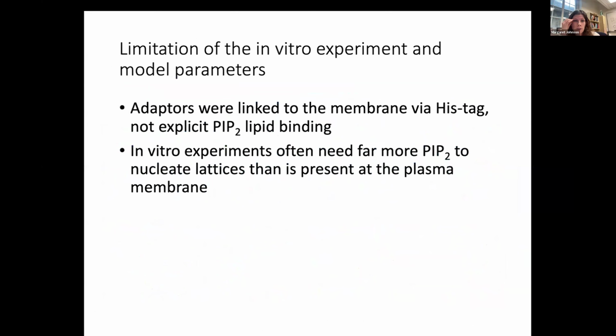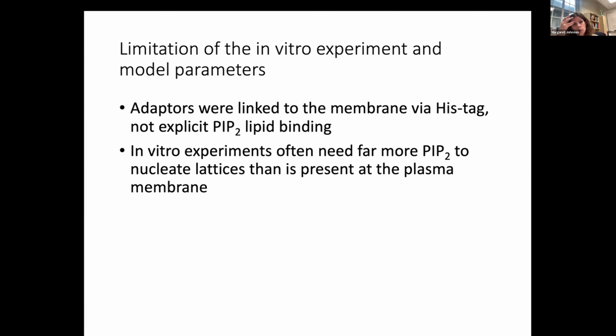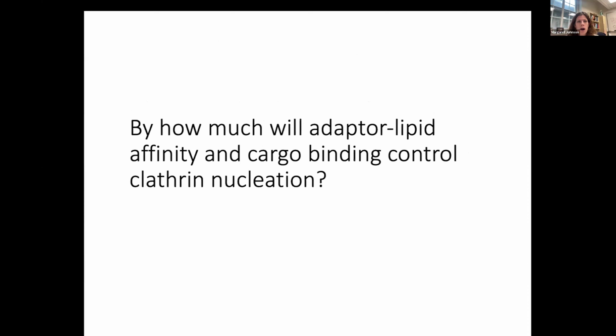There are some limitations of the in vitro experiment and our own model parameters. When the adapters bound to the membrane in these experiments, they did not use lipid binding. They used what are called his tags, so they have different affinities of the proteins for the membrane. What we know from experiment that makes it hard to interpret the in vivo experiments is that in the cell, 1% of your lipids are PIP2. In vitro, you have to increase it tenfold, and that's how they get these things to nucleate. So what's actually happening in vivo if this is the only way to get it to work in vitro? Can we understand that better from our model?